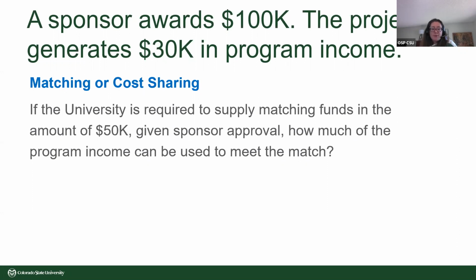$30K, right? If we have sponsor approval, we can use it all and should use it all. That means we only have to come up with $20K more in match outside that program income. Okay, good. So the bottom line takeaway for exam purposes is that typically for institutes of higher education, unless the program says otherwise, the default is additive.